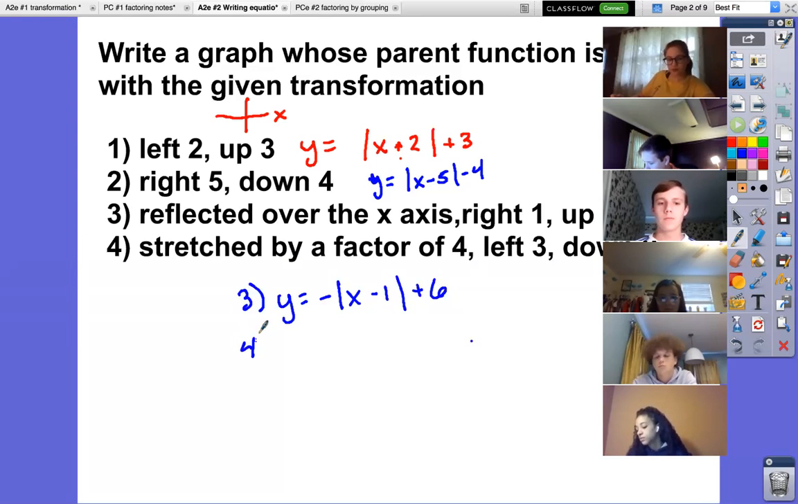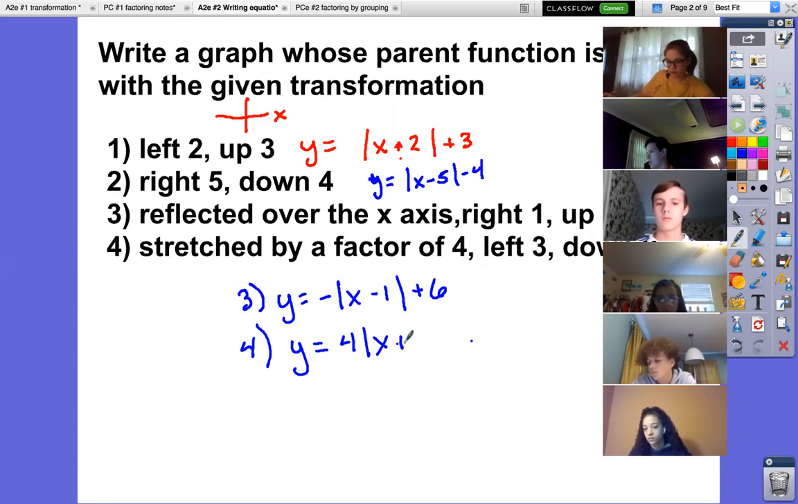All right, and the last one, I'll put it right below it. So number 4, stretched by a factor of 4. Let's go with John Chastain. What do you have? Stretched by a factor of 4, left 3, down 2, put it all together. So I have 4 times the absolute value of x + 3 and then - 2. All right. And Zoe, is that what you have, or do you have something different? That's what you got? Okay. That's correct.